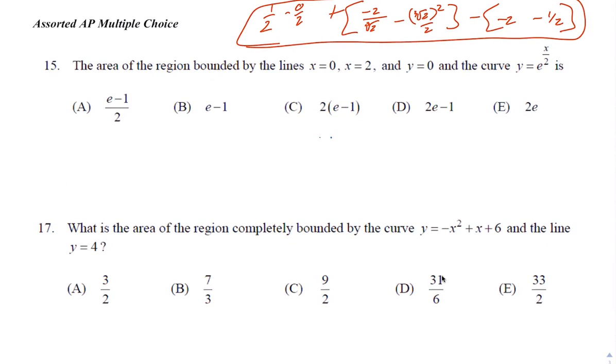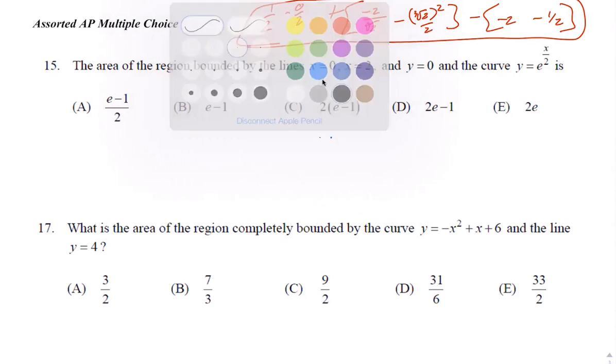Let's look at a couple multiple choice AP questions. The area of the region bounded by the lines x equals 0, x equals 2, and y equals 0, and the curve y equals x over e to the x over 2 is. So again, now notice I'm going to have to simplify this one down because it's multiple choice. First, let me draw a sketch of what's going on.